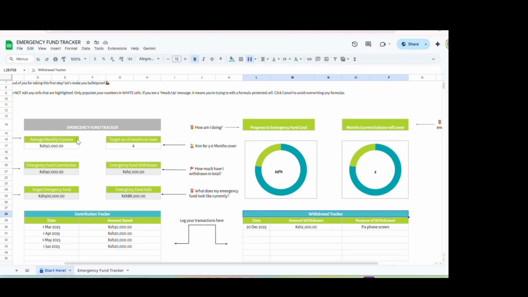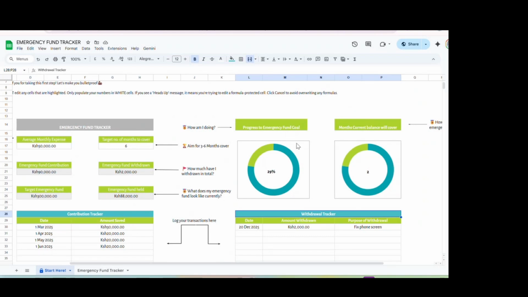Now, based on the average monthly expense and the target number of months to cover, this gives you your target emergency fund. Remember, the ideal emergency fund period is 3 to 6 months. So once you have that in place, you'll be able to see your progress in percentage form and the months the current balance will cover.